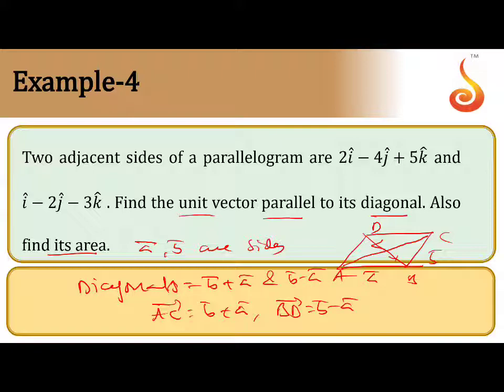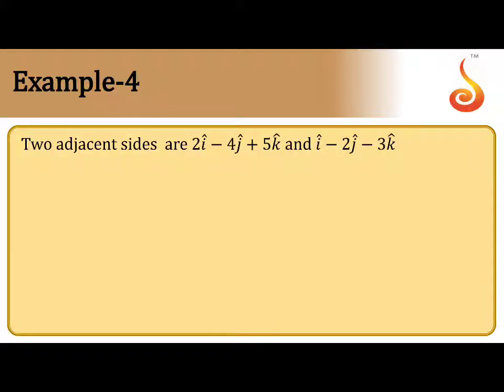You know, the area of a parallelogram is directly a cross b. Directly you can take it here. So first you can find the diagonals, then you can take the unit vectors along those. Let us take this one as a bar, and this is b bar. So first, the diagonals.